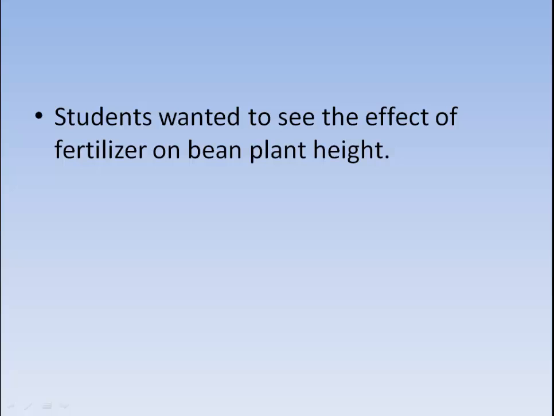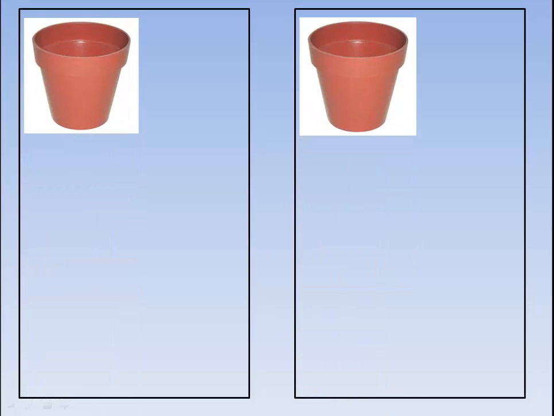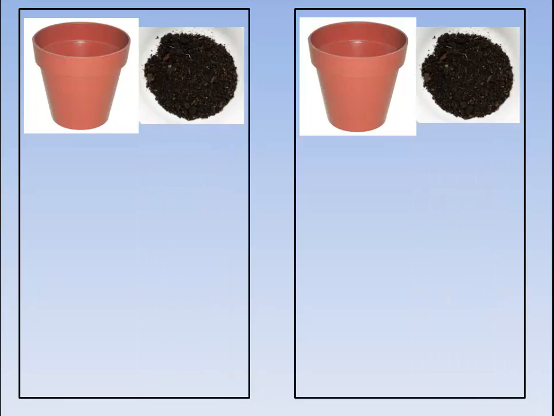So let's take an example. Let's say students wanted to see the effect of fertilizer on how high bean plants would grow. So here's what they did. They took two pots. Each pot was exactly the same. They took some soil and they filled each pot with the same amount of soil. They used the same type of soil in each pot.